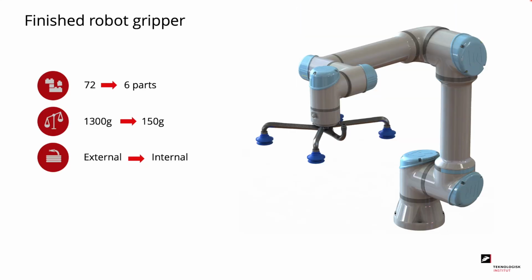What we achieved with this case is that we reduced the number of parts from 72 to only 6 parts. We reduced the weight from 1300 grams to only 150 grams, which is a very big reduction. And finally, we integrated the external air tubes into the gripper itself. In the picture to the right, we can see what the gripper would look like when it's mounted on a universal robot.